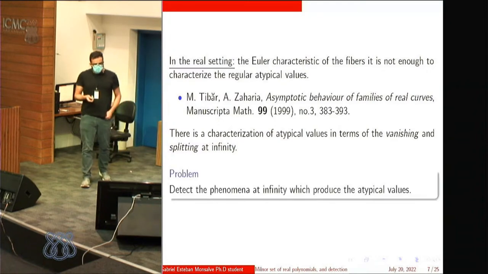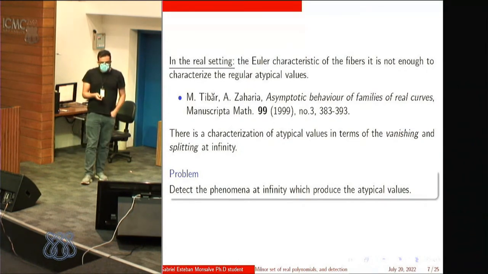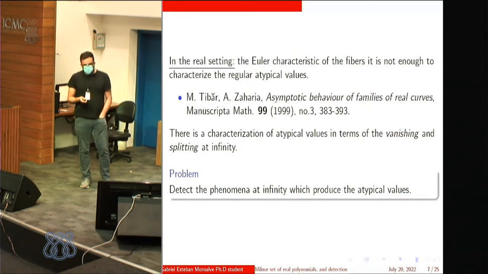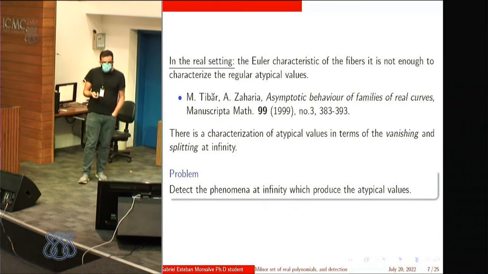So the problem is, if we want to detect the atypical values, following the result of Tibar and Zaharia, we need to know that it depends on vanishing and splitting. The question is how to detect these phenomena at infinity that may produce these atypical values.